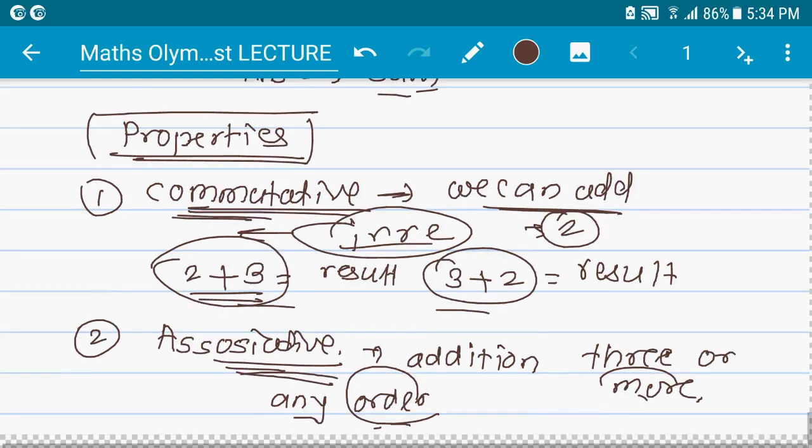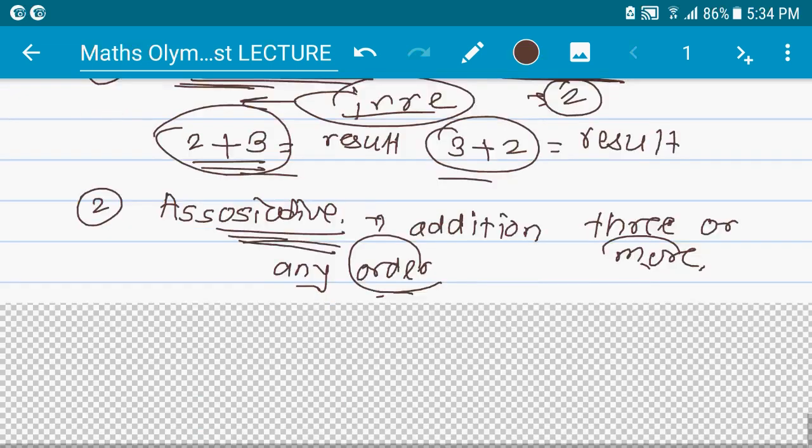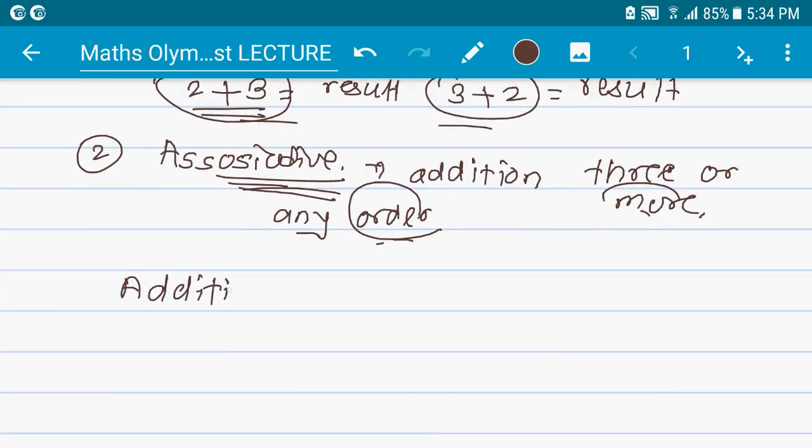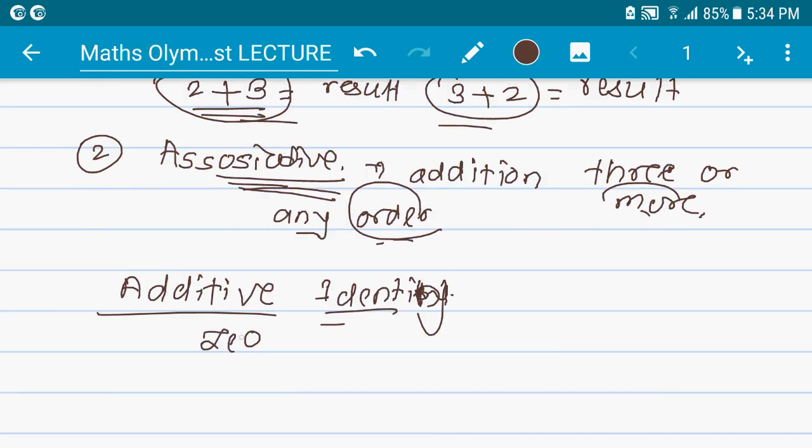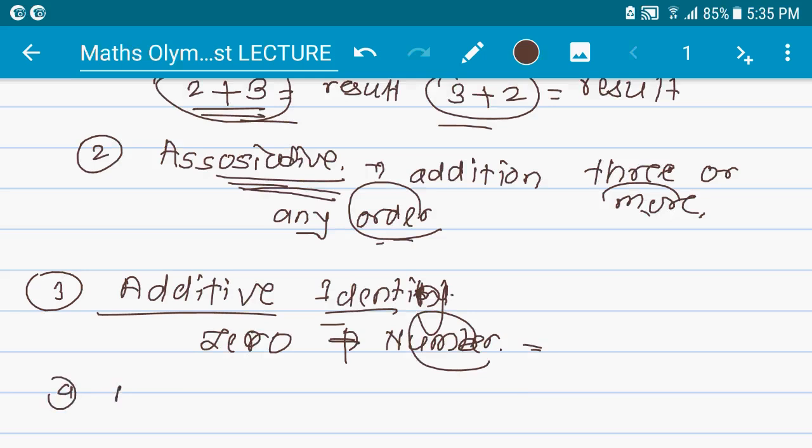Now the third property is additive identity. Now what is meant by additive identity? So if we add 0 to any number, the result remains the same as that number. Okay, it is known as additive identity. Means 0 added to any number gives the number itself. This one is our third property, and the last one is the distributive property.